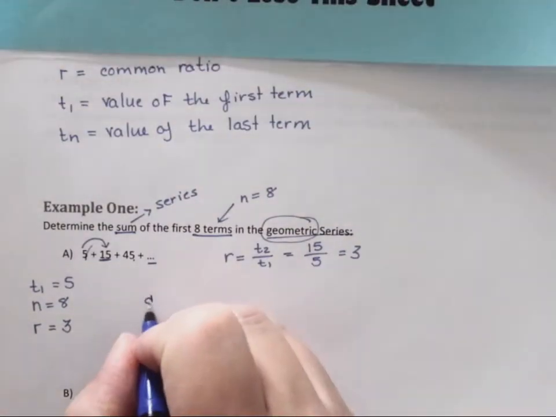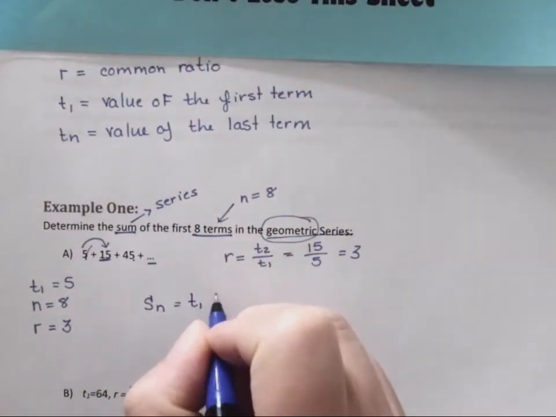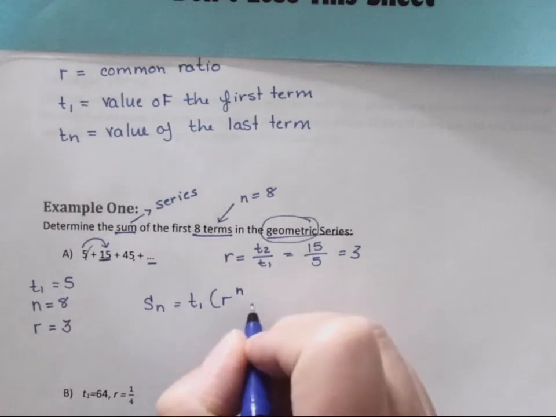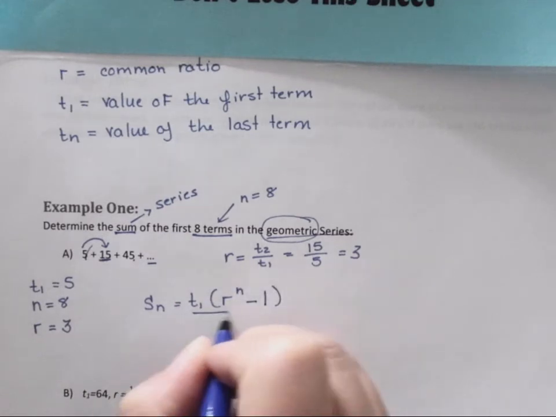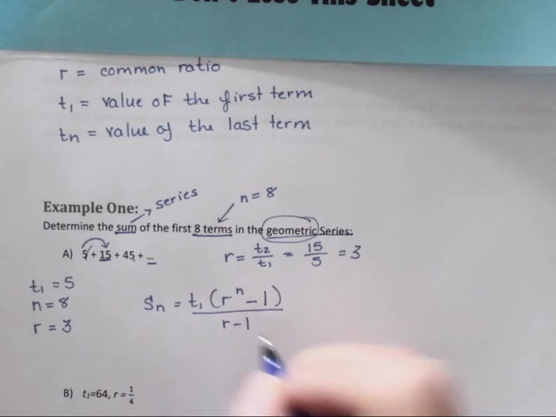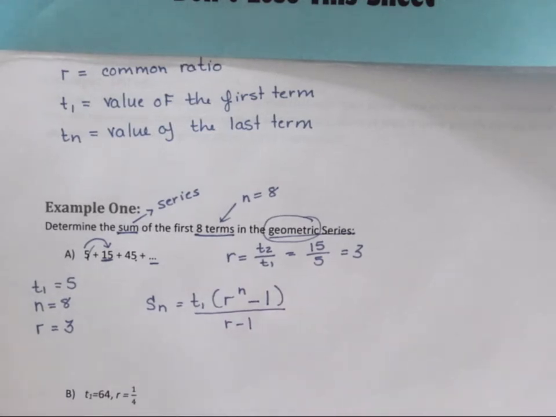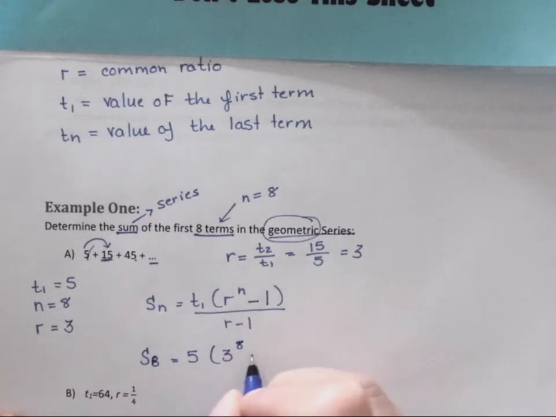So I'm going to have Sn is equal to T1 times r to the exponent n, then subtract 1, all divided by r minus 1. Okay, so that's the formula. It's a little bit different than the sequence formula. The minus 1 was in the exponent. This one, it's not. So I'm trying to find S8. T1 is 5. R is 3 to the exponent 8 minus 1 all over 3 minus 1.